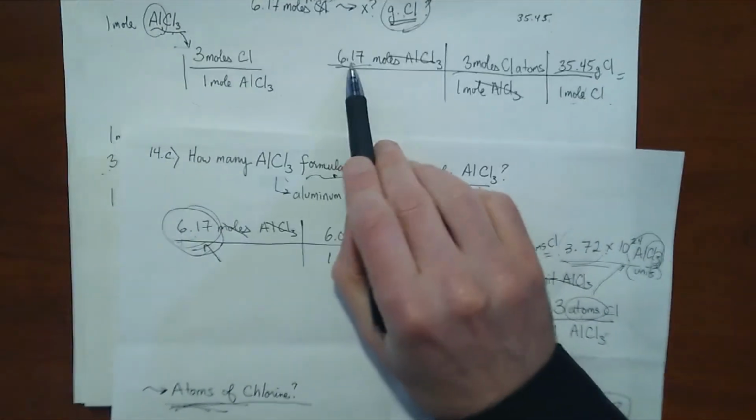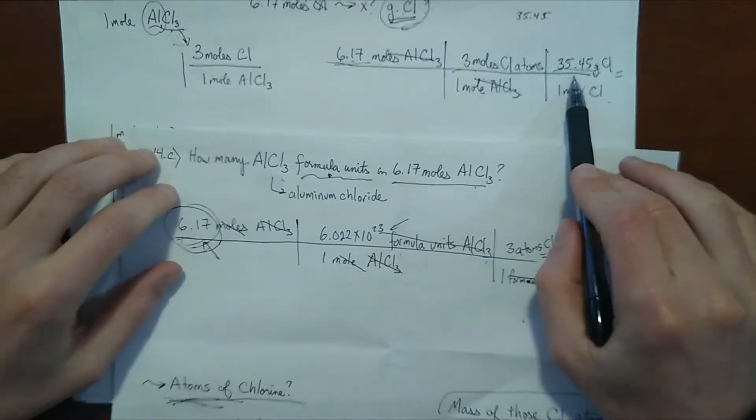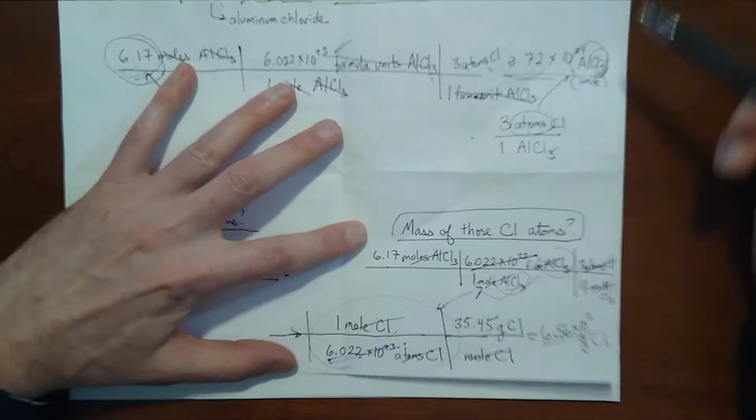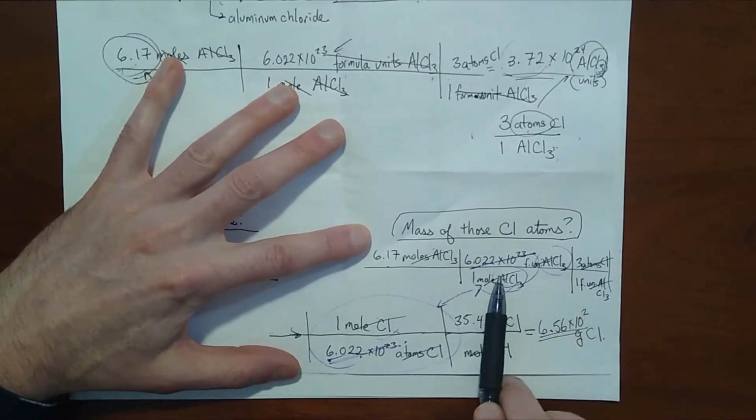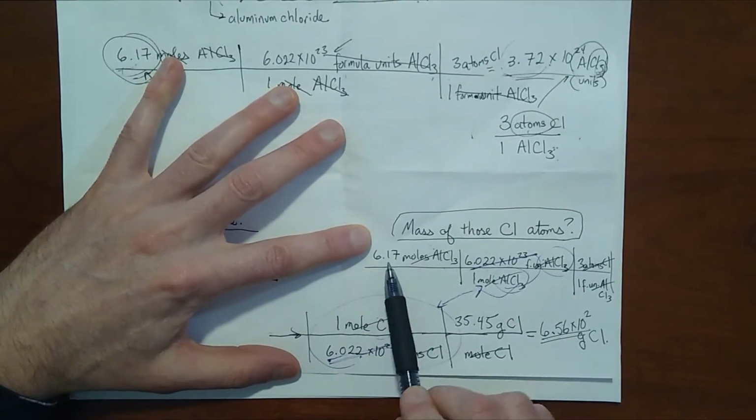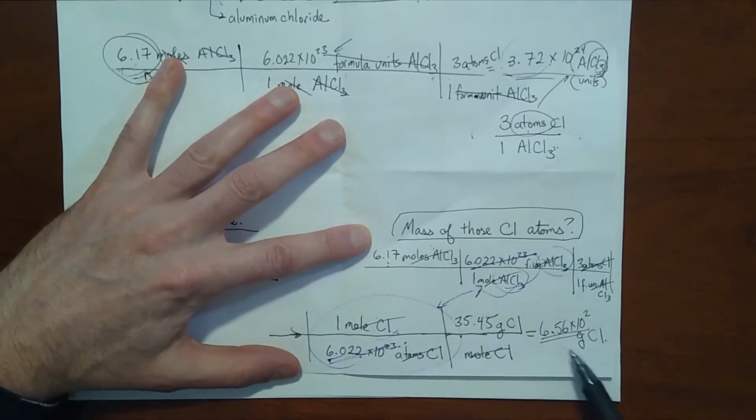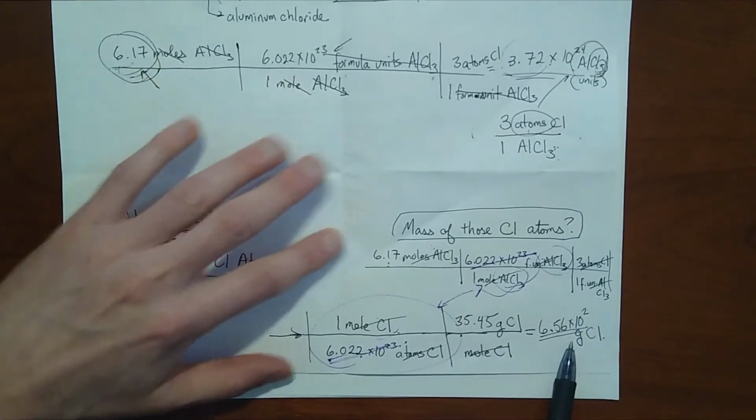So here I have 6.17 times 3 times 35.45. And in the way we did it previously, these two factors ended up canceling, but I still end up with 6.17 times 3 times 35.45. So I will get the same result at the end of the process.